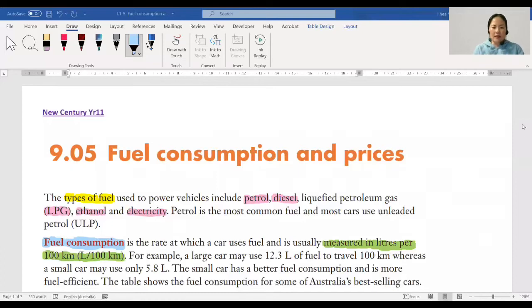Today's lesson is on fuel consumption and prices. The types of fuel used to power vehicles include petrol, diesel, liquefied petroleum gas, that's LPG, ethanol, and electricity. Petrol is the most common fuel, and most cars use unleaded petrol, ULP.